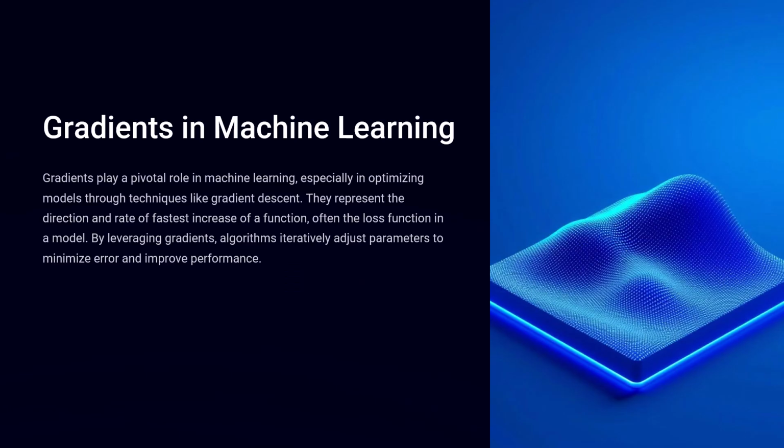Gradients in machine learning. Gradients play a pivotal role in machine learning, especially in optimizing models through techniques like gradient descent. They represent the direction and rate of fastest increase of a function, often the loss function in a model. By leveraging gradients, algorithms iteratively adjust parameters to minimize error and improve performance.